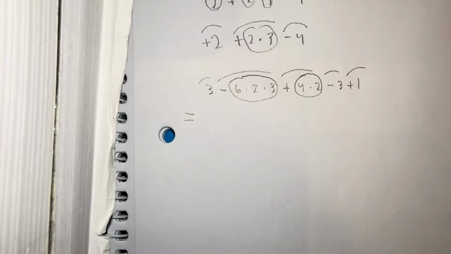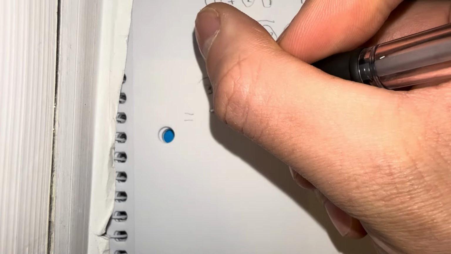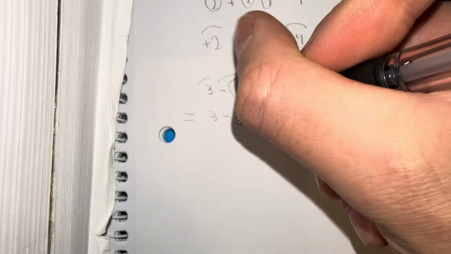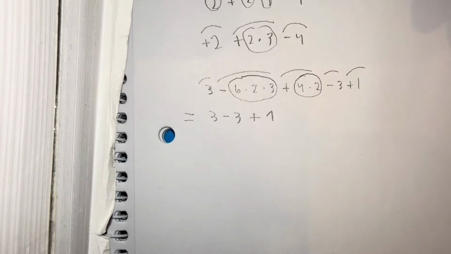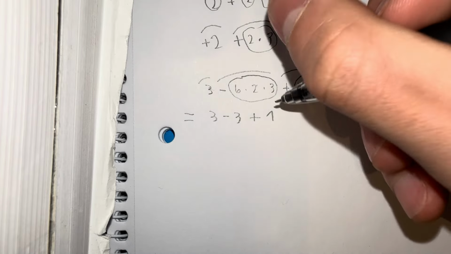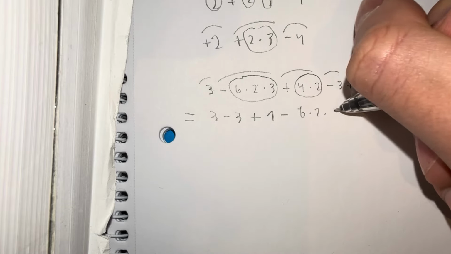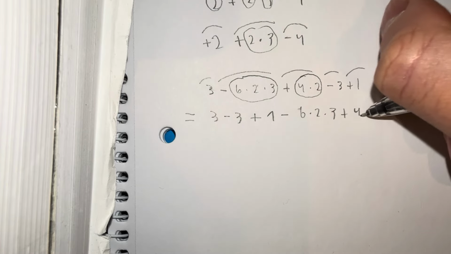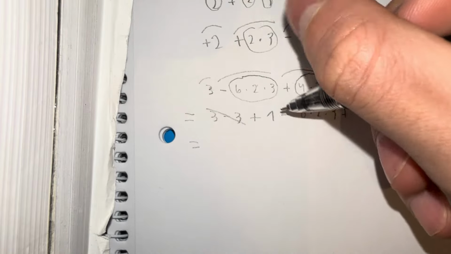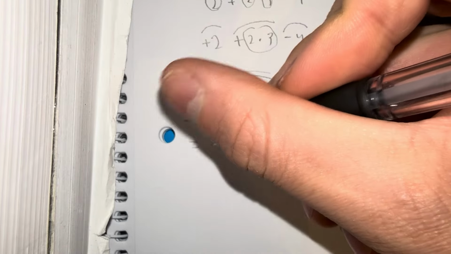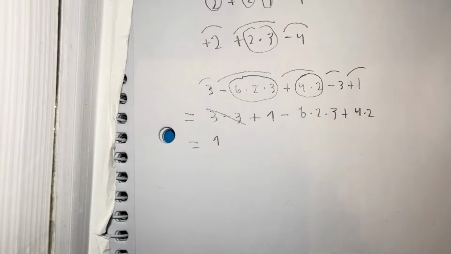How do we do it? Let's add the plus 3 and negative 3 first. I'll move it to the start just to make it more clear: 3 minus 3, and then plus 1. Let's move that also to the start. You can shift them around any way you want. It doesn't matter. And then leave these others as they are. Negative 6 times 2 times 3 plus 4 times 2, plus 3 minus 3, 0, 1. I omit the plus because it's first. If I were to write this at the end, I would write the plus.